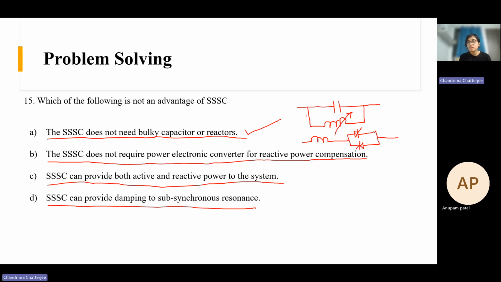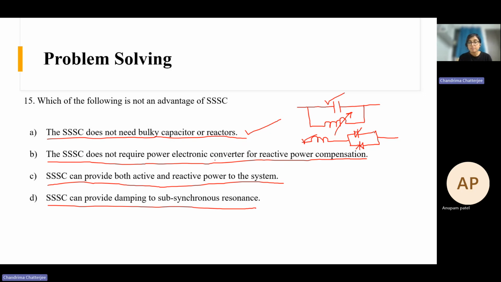So you require one inductor and a capacitor also. But here only a power electronic voltage source converter is required. A bulky capacitor or reactor is not required. Although a DC link capacitor is required to maintain a stable DC voltage, for reactive power compensation there is no direct requirement of any capacitor or inductor.